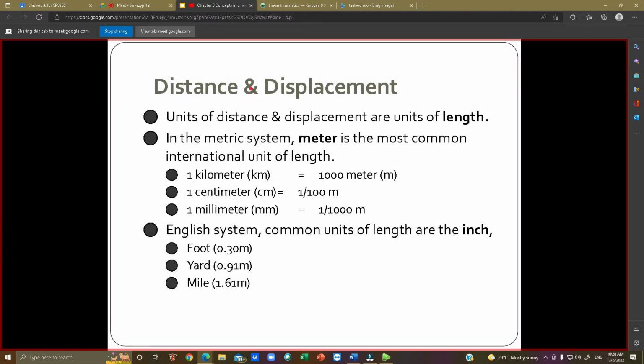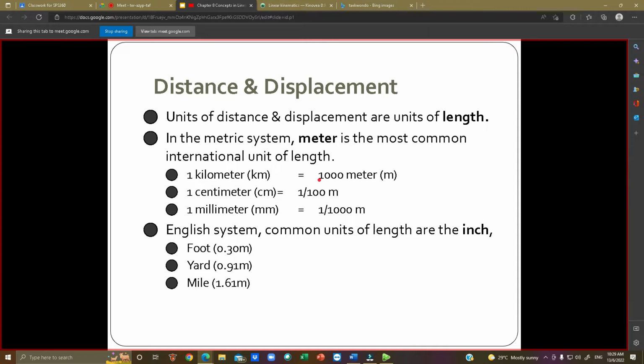Okay, apa beza distance and displacement? Both of these are measuring length. Both of these, we are going to measure in meter. In SI, meter. Jadi kalau kamu dapat kilometer, change to meter. Kalau kamu dapat sentimeter, change to meter. Unless all of the length in that particular problem being described in kilometer, biarkan. Tapi kalau dia bercampur-campur, better change it first to meter.